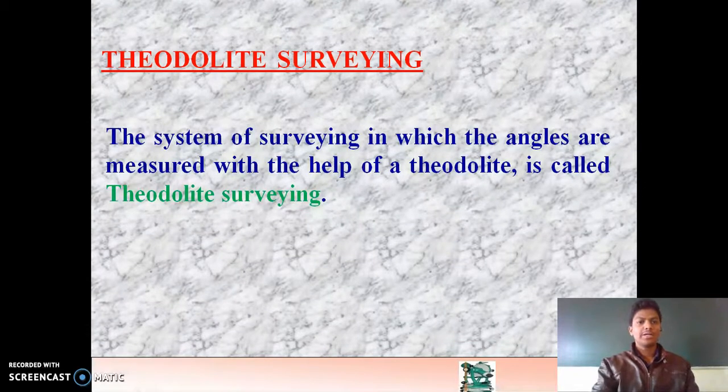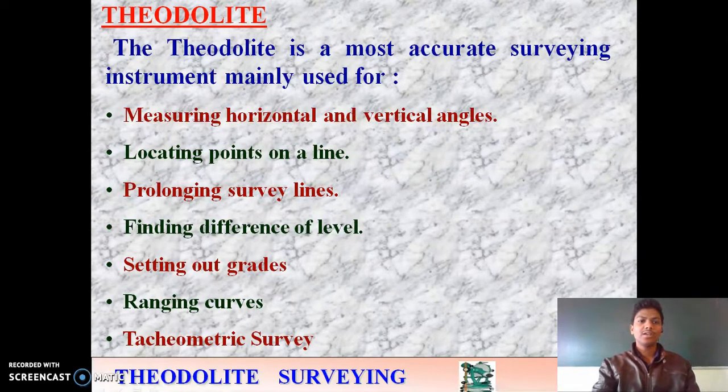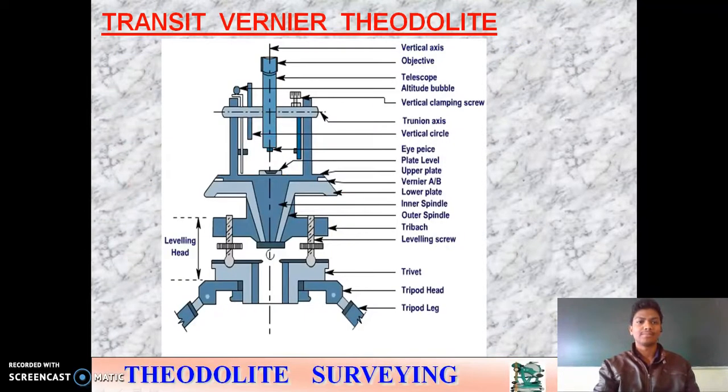So what is theodolite surveying? The system of surveying in which the angles are measured with the help of a theodolite is known as theodolite surveying. The theodolite is a most accurate surveying instrument mainly used for measuring horizontal and vertical angles, locating points on a line, plotting, prolonging survey lines, finding difference of level, setting out curves, ranging curves, and tachymetry survey.